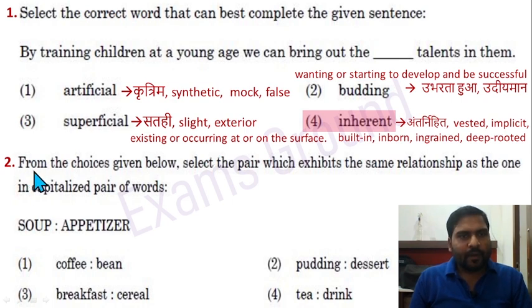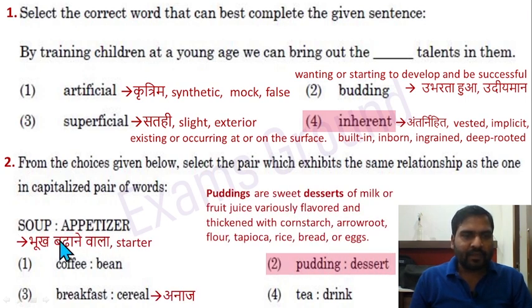Question 2. From the choices given below, select the pair which exhibits the same relationship as the one in the capitalized pair of words. Soup, appetizer. So this is the starter one, भूख बढ़ाने वाला. For starter we are taking soup. For the dessert we are using pudding. Puddings are sweet desserts of milk or fruit juice, generally taken in the United States. Dessert is called pudding. So for appetizer we use soup, and for dessert we use pudding. Option 2 is correct here.